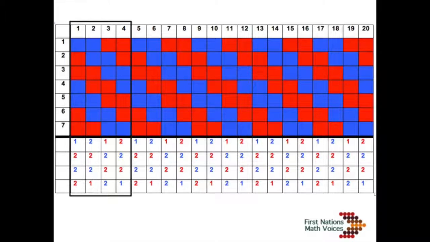Still other students used occluders, or strips of paper, to isolate different parts of the pattern to determine the unit of repeat, and through visual trial and error identified the first 4 columns as the core of the pattern.